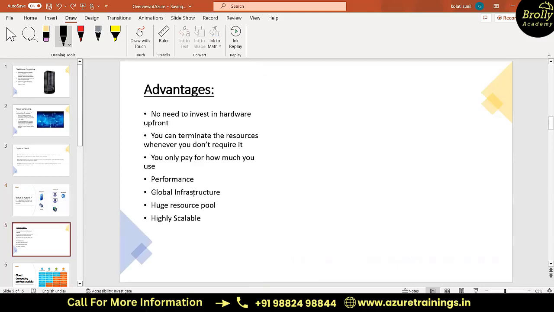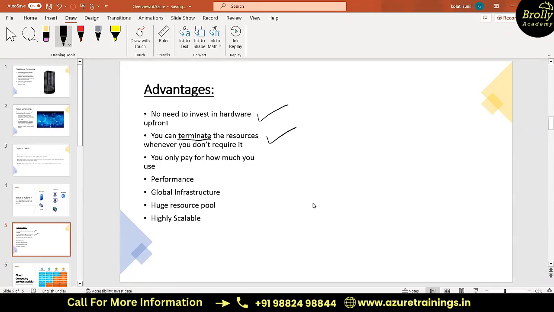Coming to advantages, we have already discussed all these advantages. No need to invest in hardware upfront, and you can terminate the resources whenever you don't require them. Suppose I develop an application called eCart, but after 1 month, I observe that no clients are hitting my application. No one is using it. At that point of time, I can simply delete all the virtual machines, all the resources related to my application, because no one is using it, so no revenue is going to be generated. In that case, I can simply terminate my resources.